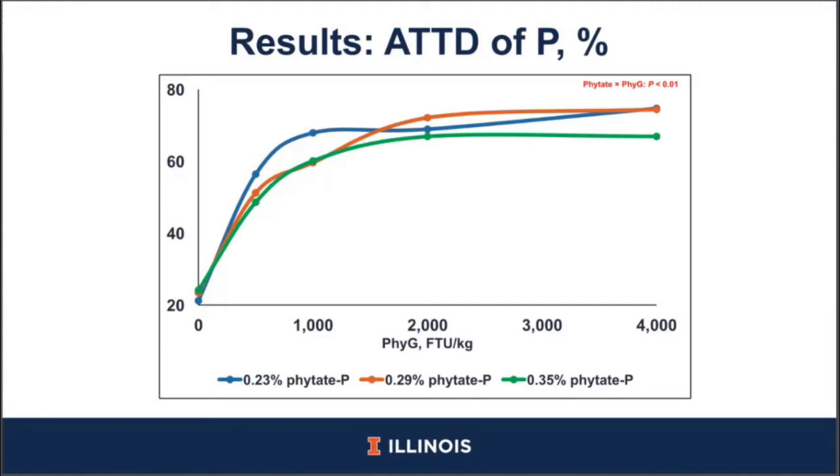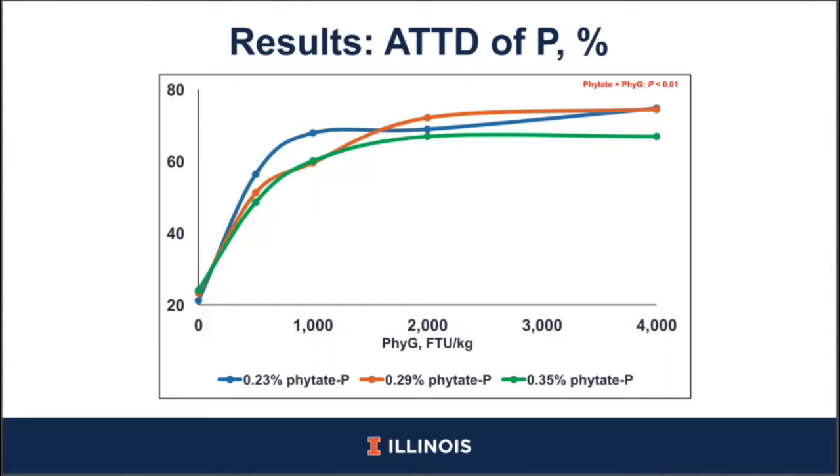An interaction between phytate and PhyG was observed for phosphorus digestibility, where PhyG increased the apparent whole tract digestibility of phosphorus, but to a greater extent in diets with 0.23 or 0.29% phytate-bound phosphorus than in diets with 0.35% phytate-bound phosphorus. The observed improvement in calcium and phosphorus digestibility upon PhyG inclusion indicates that the novel phytase was able to hydrolyze the calcium phytate complexes as well as some of the ester bonds between phosphorus and the inositol ring of phytate.